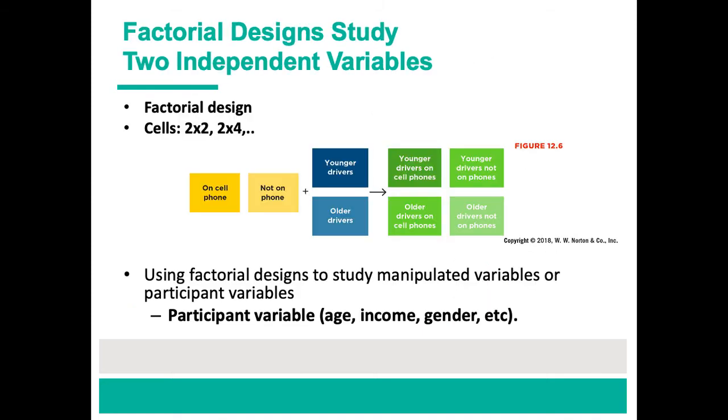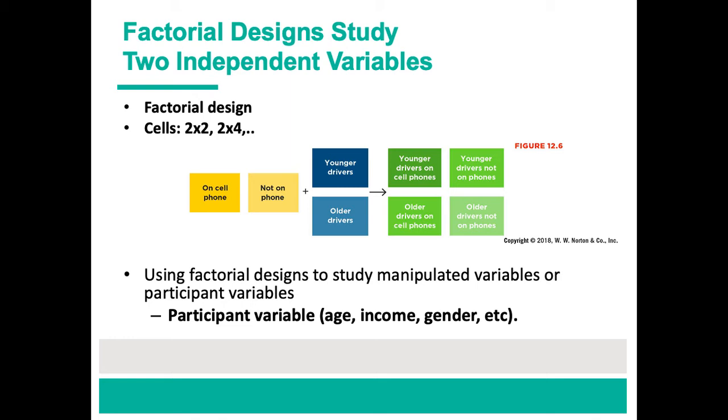So these factorial designs that I mentioned, these are the intermix of all the independent variables that you might have in your study, right? In this case, we're looking at cell phone and not on cell phone. So that's 2 levels of the phone IV. If you see the 2 by 2 there, that's 2 levels. And then young drivers versus old drivers, that's 2 levels of your second IV. So you end up having 4 conditions there, potentially.